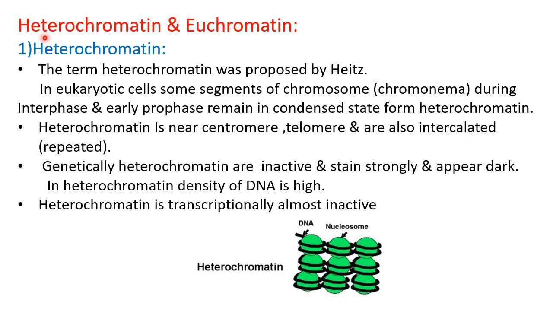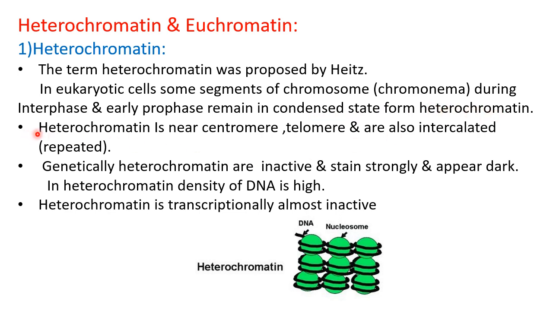Now we will study the topic heterochromatin and euchromatin. First we will see heterochromatin. The term heterochromatin was first proposed by a scientist called Heitz. In eukaryotic cells, some segments of chromosome, or it is also called chromonema, during the interphase and early prophase of cell division remain in condensed state. Condensed state means they remain compact and form heterochromatin.